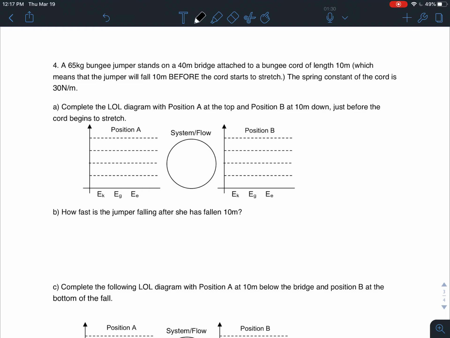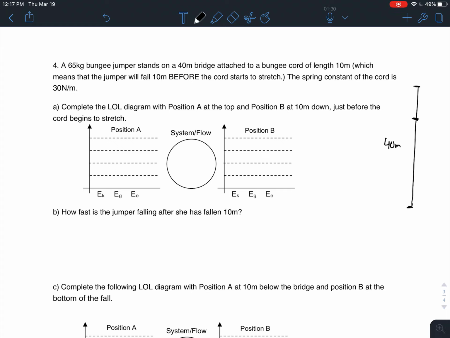Alrighty, here's the number 4. I think this page is going to get its own video. So we've got a bungee jumper who's jumping off a bridge, and this whole distance is 40 meters. And here's the bridge, there's the ground.